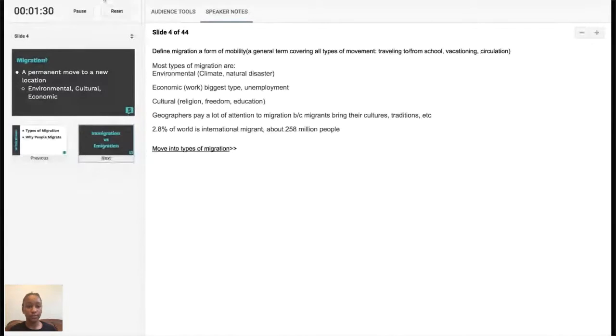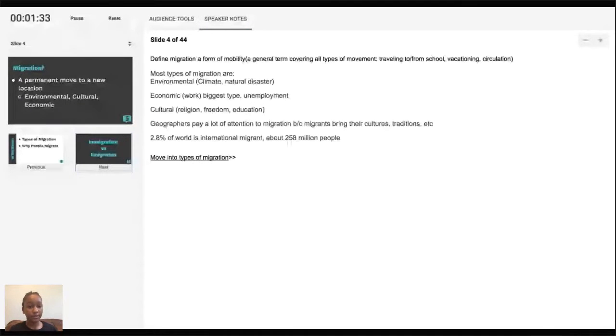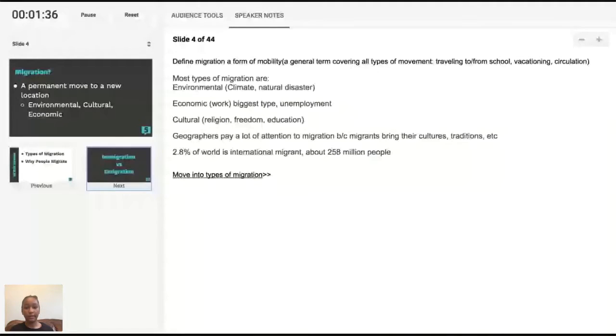So this can include environmental, cultural, or economic types. Most types of migration do fit under these categories. Environmental can include climate change, a natural disaster. These will cause people to migrate. Or economic, this is the biggest type of migration, is economic. We're going to go over all of these. There's also cultural factors.